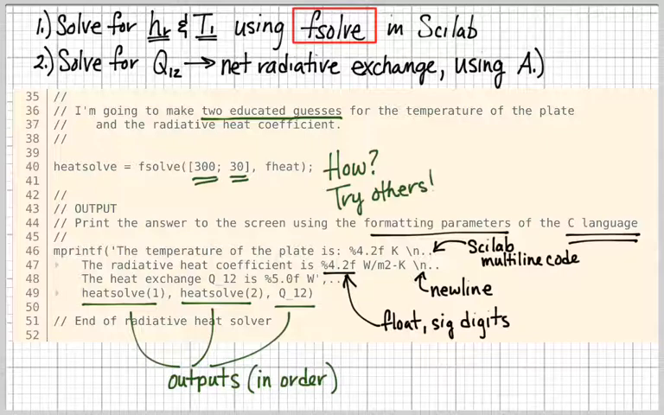And then the percentage sign 4.2f is telling you we want to output a floating point value in certain significant digits. This again is pretty standard output coding. You're welcome to look this up online. And then what we're outputting are the three outputs of heat solve 1, heat solve 2, and the mathematical result of the radiative heat transfer, which would be 800 watts per square meter times 2 meters squared.